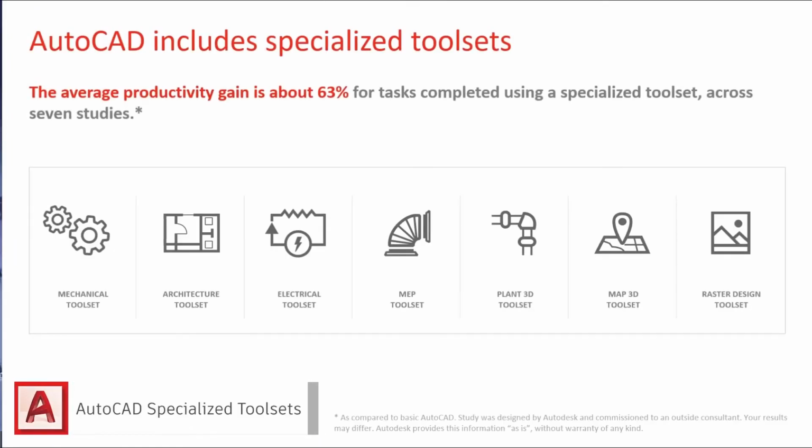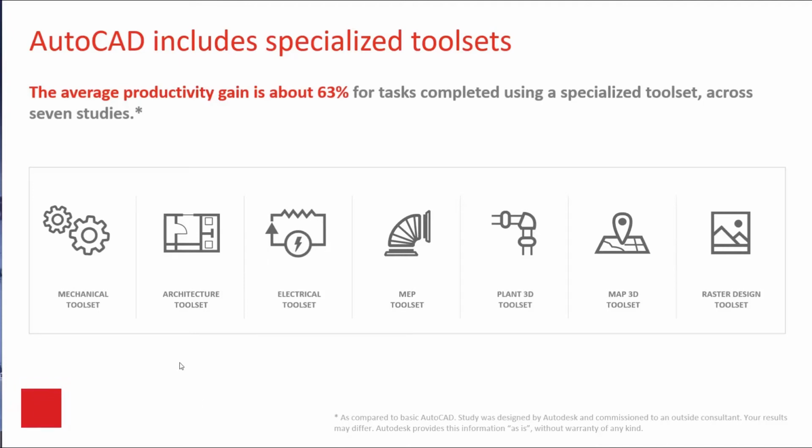The AutoCAD Specialized Toolsets. Speed up your work with specialized toolsets that focus on the needs of various industry sectors. There are 7 specialized toolsets to choose from: Architecture, Mechanical, Electrical, MEP, Plant 3D, Map 3D, and Raster Design.